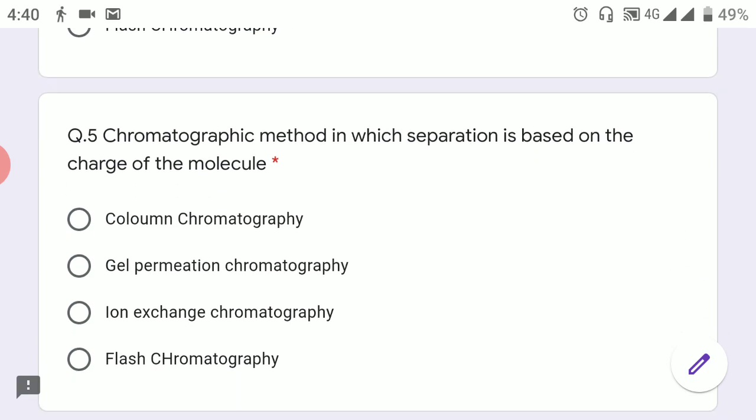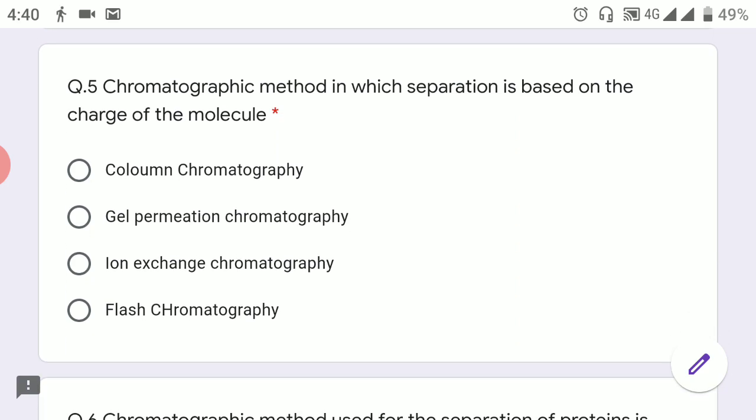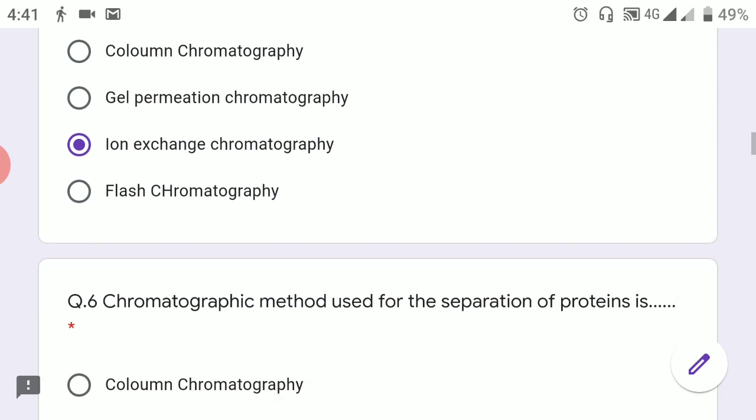Then next was the chromatographic method in which separation is based on the charge of the molecule. Option 1 is not the answer. Gel permeation has a different principle; it is based on the size of the molecule. In flash chromatography we use pressure. So the answer is ion exchange chromatography, because here the separation is based on the different charge of the stationary phase and the molecules to be separated. As we have seen cation exchange and anion exchange resins, naturally the answer is ion exchange chromatography.